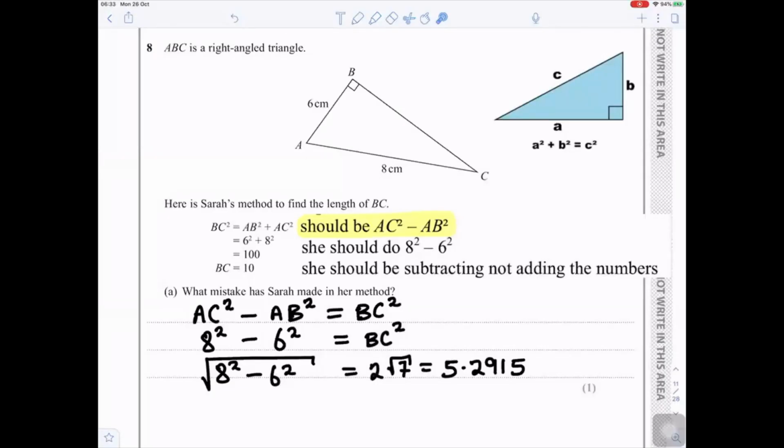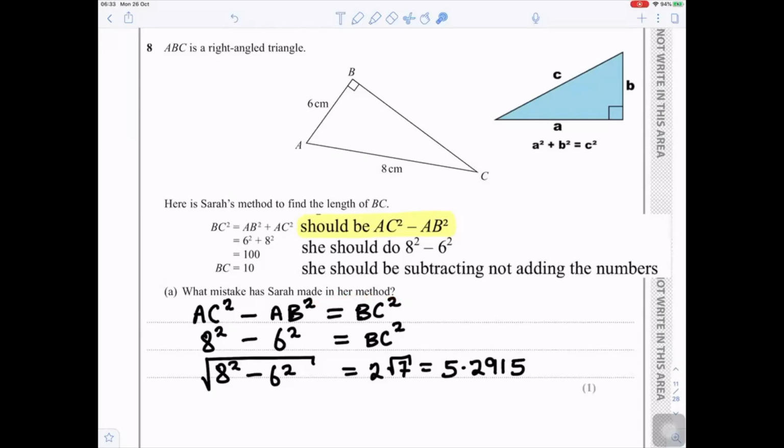Question number 8. ABC is a right angle triangle. Here is Sarah's method to find the length of BC. BC squared is equal to AB squared plus AC squared. 6 squared plus 8 squared is 100. What mistakes has Sarah made in her method?